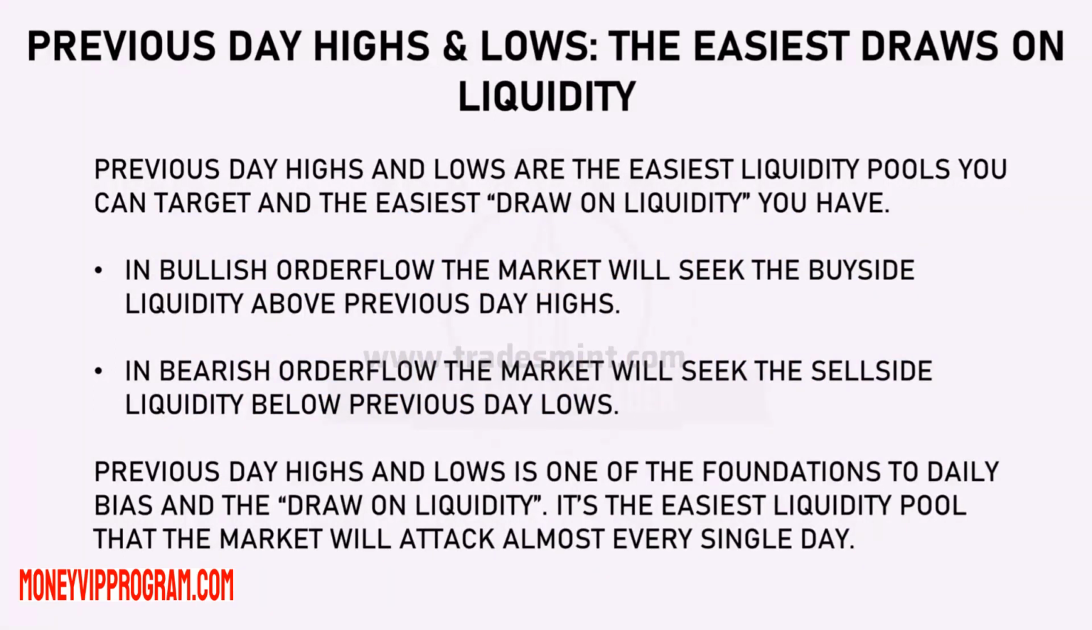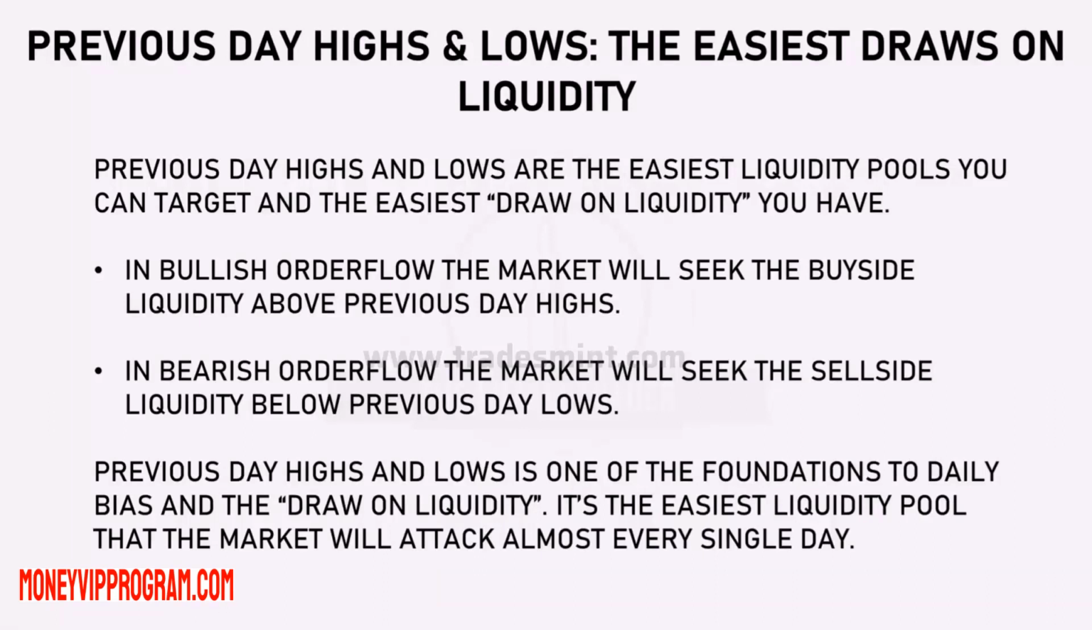Think about it. Every single day you can see the daily candle reaching for a previous daily high or the previous daily low. This is the easiest liquidity pool in the market side. There is rarely an inside bar, as we call it, and we'll show you on the next chart how that looks. But in bullish order flow, the market will always seek buy side liquidity above previous daily highs, and in bearish order flow, obviously the market will seek sell side liquidity below previous day's lows.